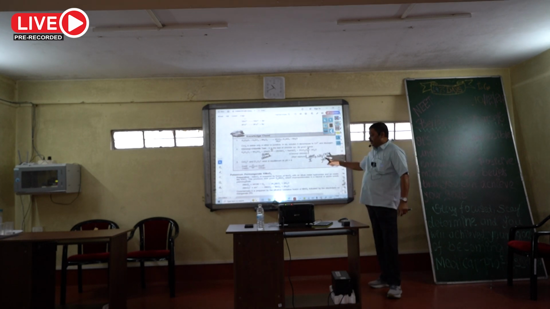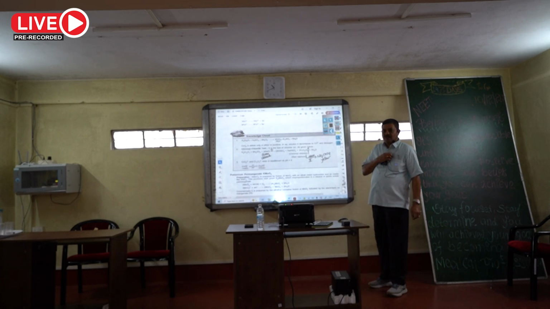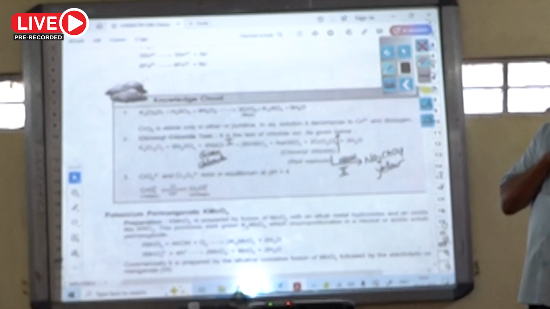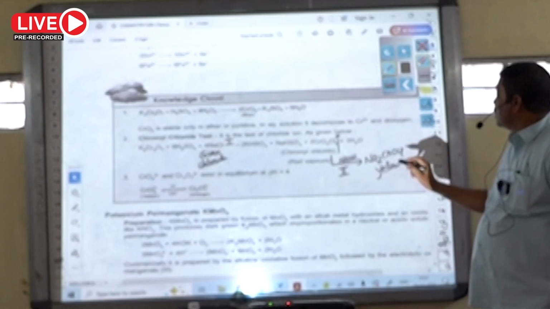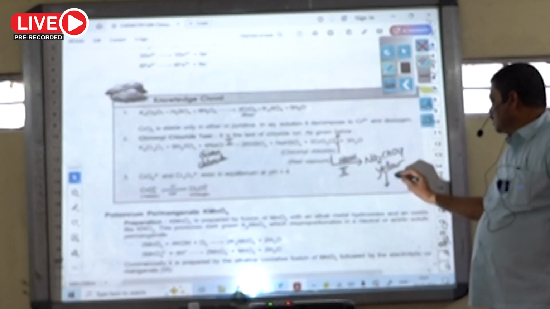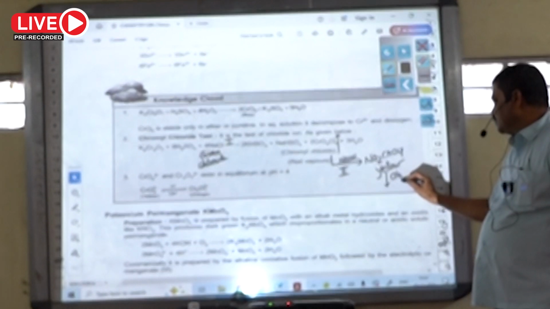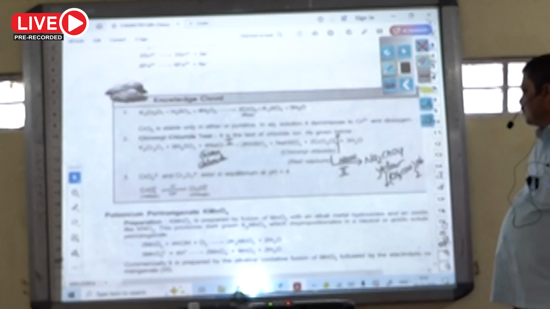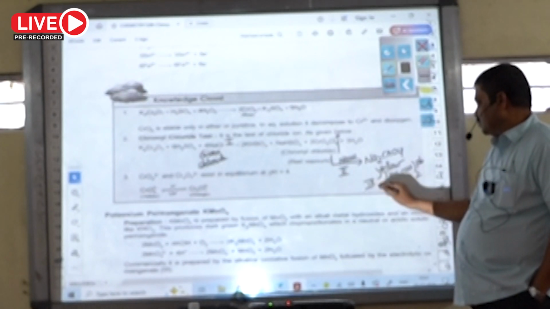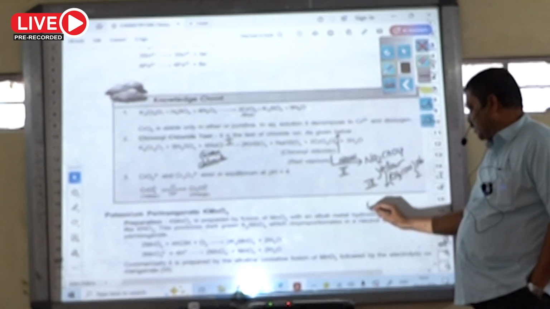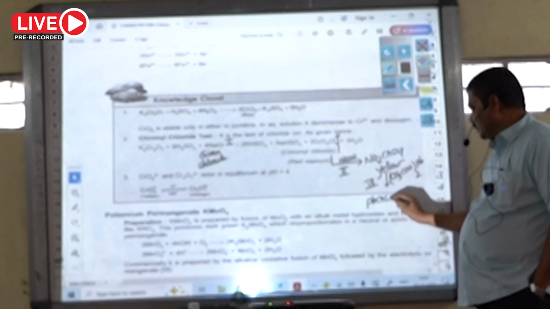The entire solution becomes yellow. The NaOH reacts with CrO2Cl2 and forms yellow colored sodium chromate. This yellow sodium chromate, in the last step, is treated with lead acetate. The acetate ion combines with lead. This is the last step, the third step. You will get a bright yellow precipitate of lead chromate.